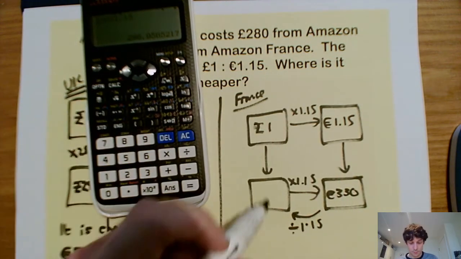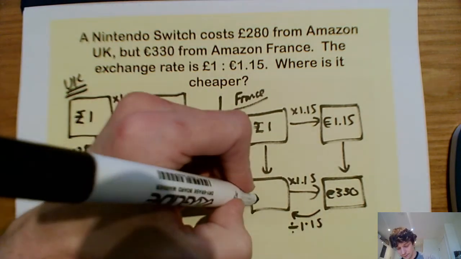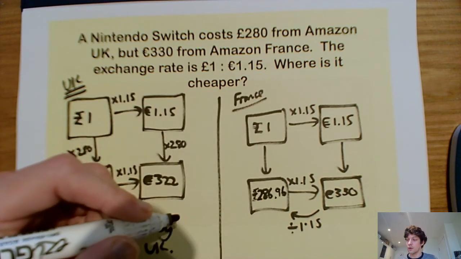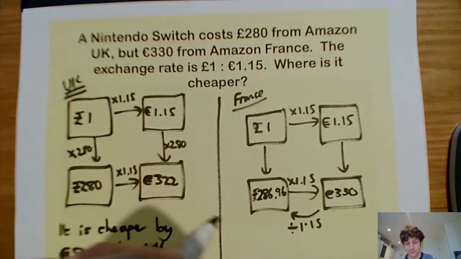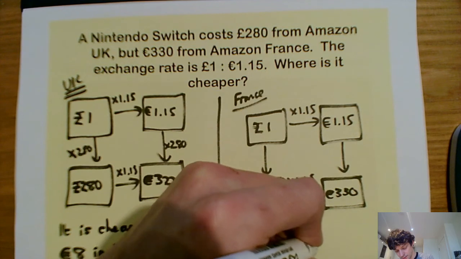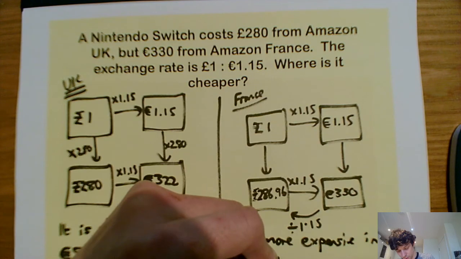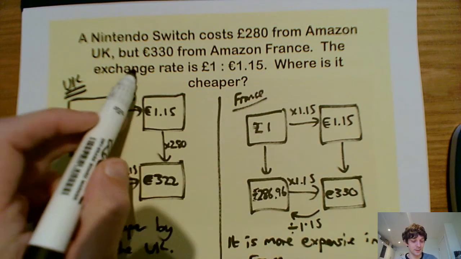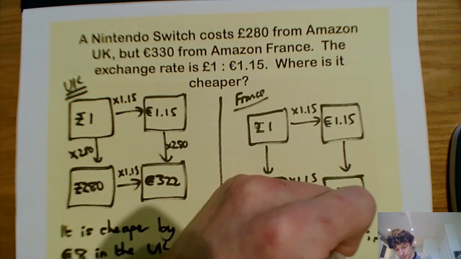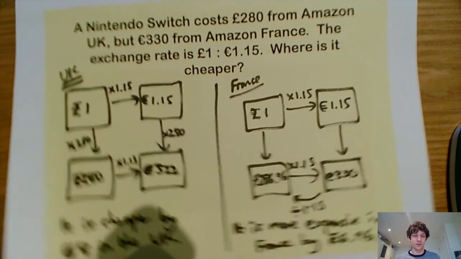Gives me a bit of an awkward number, but £286.96 if I round that off. So £286.96. Okay, it costs £280 from Amazon UK, so it is more expensive in France because 286.96 is bigger than 280, and it's more expensive by £6.96.